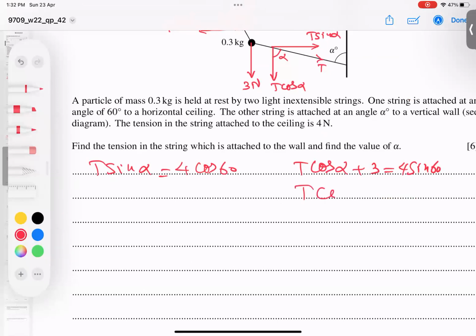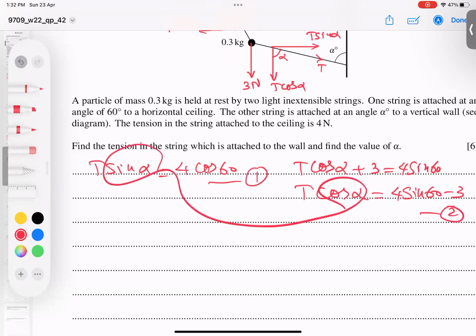So T cos alpha equals 4 sine 60 minus 3. You know this cos and this sine. So this is equation number 1, this is equation number 2. I know sine up, cos down becomes tan. So 1 divided by 2.